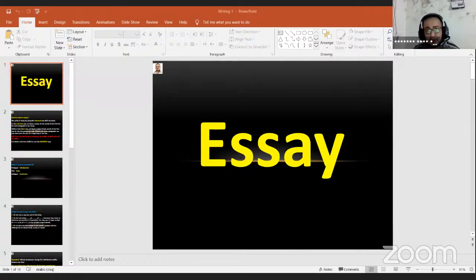The first thing we will do is to explain how to write an essay. After that, we are going to explain how to write task one. Then we are going to explain how to write a letter, and also how to punctuate. Then after that, we will move to speaking. While explaining, please prepare your questions. So kindly prepare your questions while explaining, if you have any.